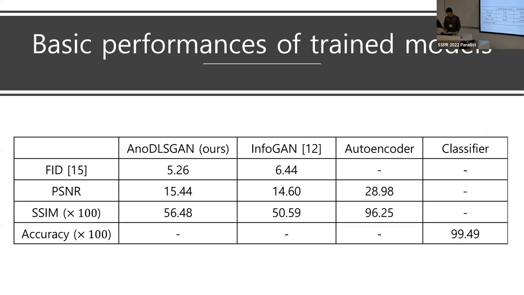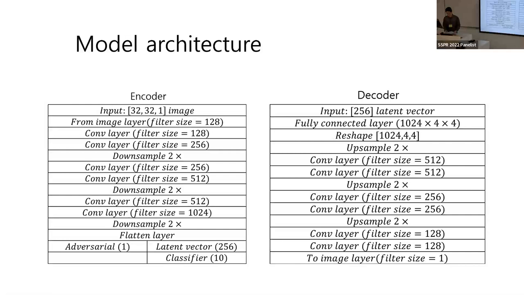We trained four models for OOD detection. Each model is trained only with the ID training dataset. Training InfoGAN is the same as training DLSGAN without a dynamic latent scale. All figures are average values of 7-fold cross-validation. This figure shows the model architecture used in the experiment. We use only convolution layers and upsample, downsample, and fully connected layers. DLSGAN, InfoGAN, and the autoencoder use both encoder and decoder, and the classifier uses only an encoder.